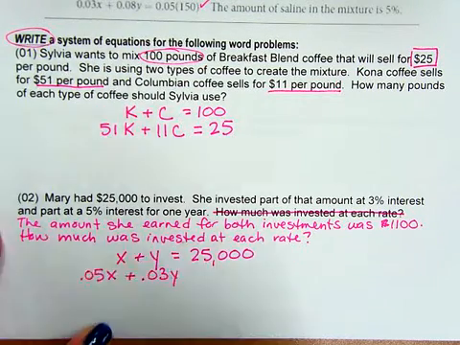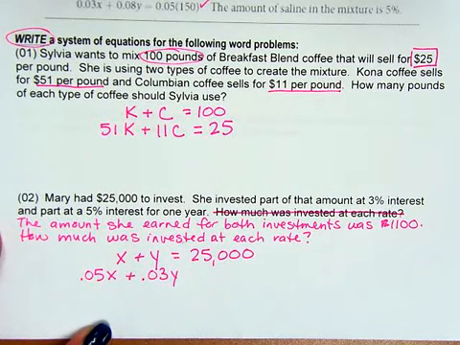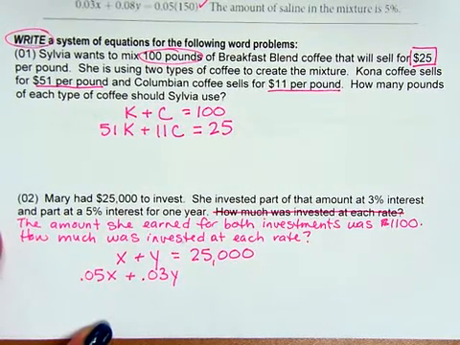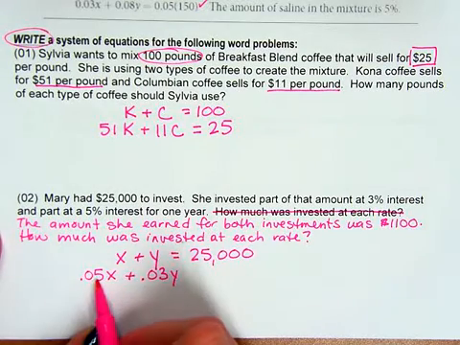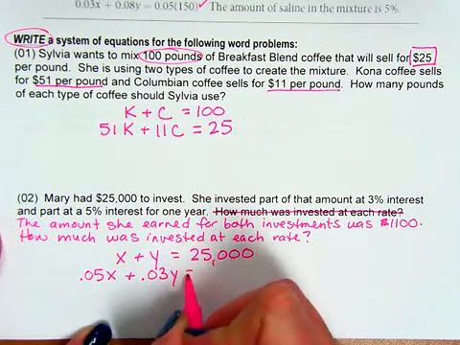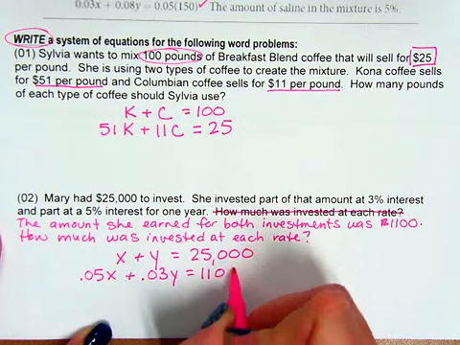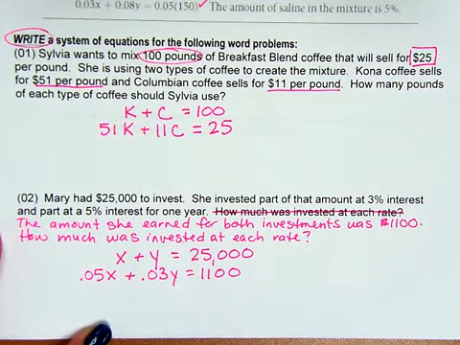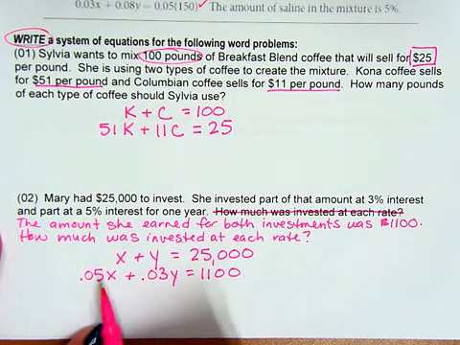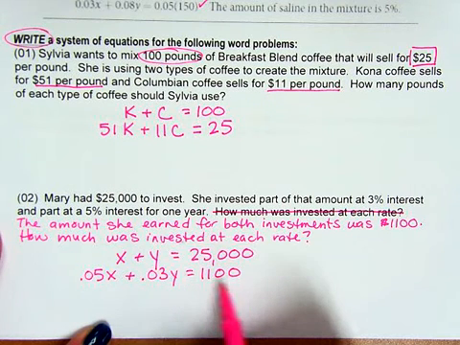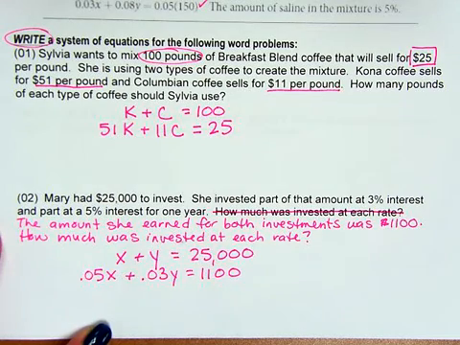We don't care, the X and Y's aren't as important on this one because one is not dependent upon the other. So we have this interest, and together, those two gave Mary $1,100 in just interest. So this was the amount of interest on one account, the amount of interest on the other account, and together, just her interest was $1,100. So now we could solve that.